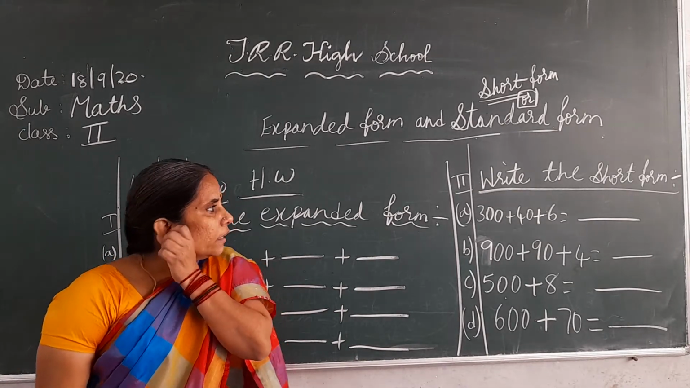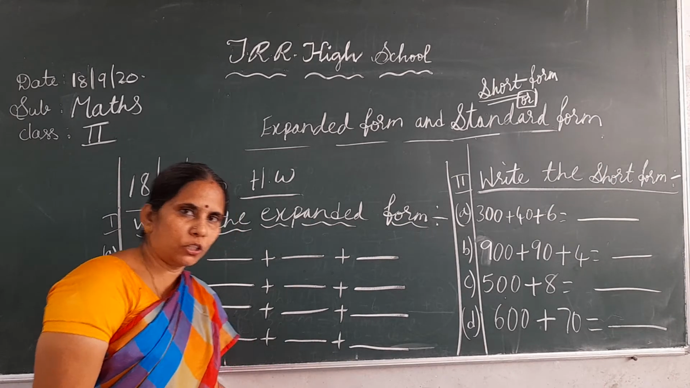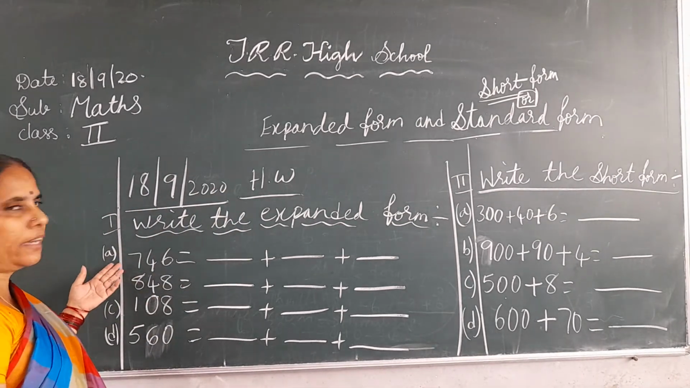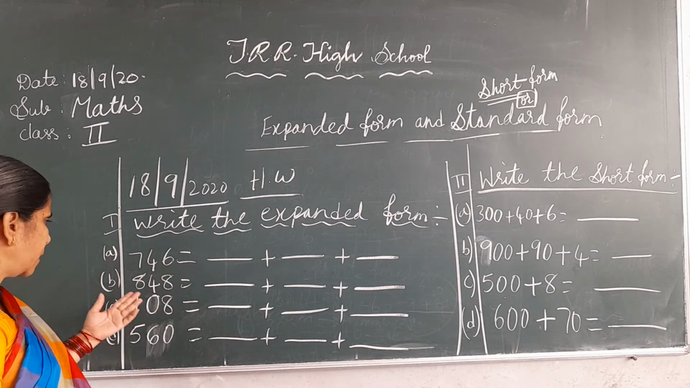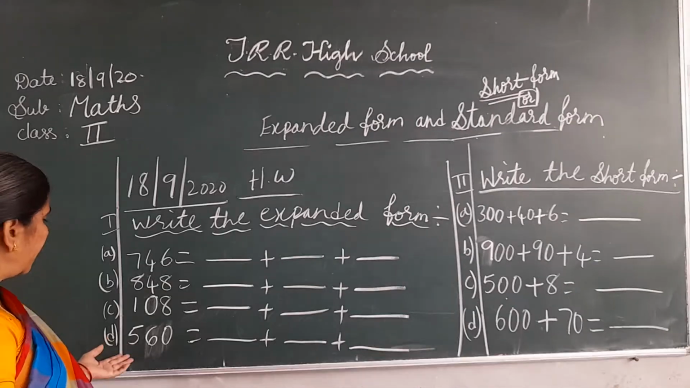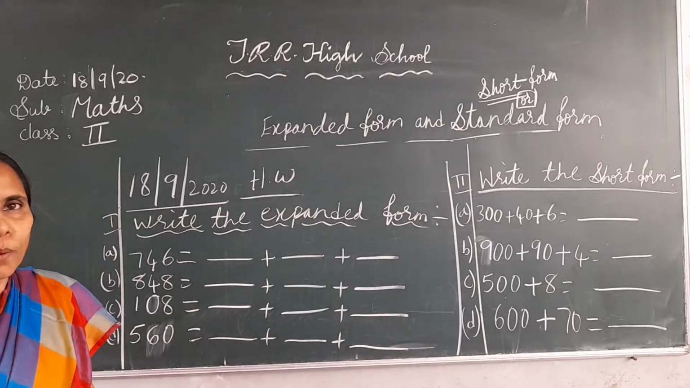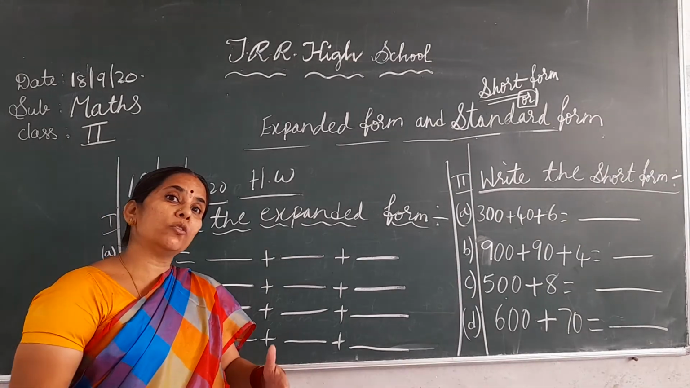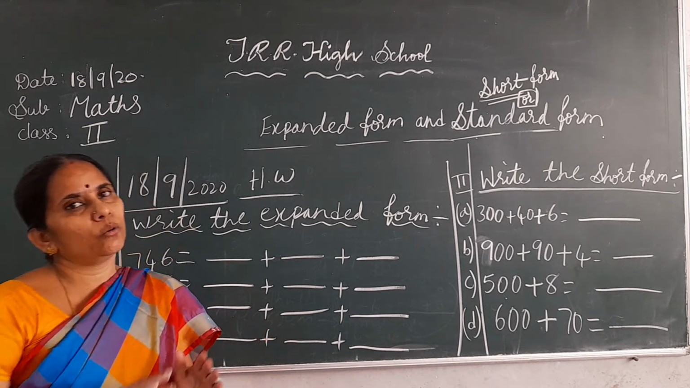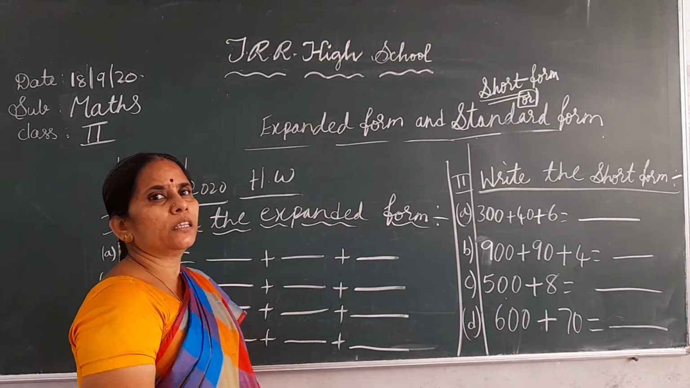Okay? I think you all understood expanded form and the short form. I gave you the homework also. Copy it down in the book. Write the expanded form for the numbers I gave you: 746, 848, 108 and 560. If you have any doubt, open the video, listen carefully to what I explained and do the homework. The same thing, only the numbers are changed.